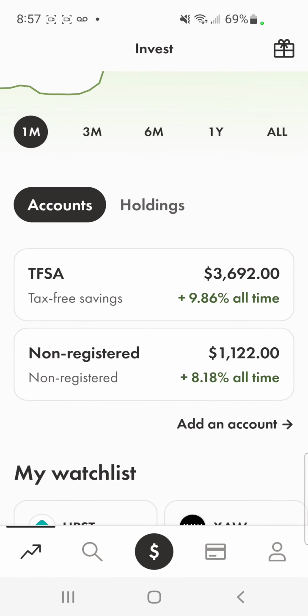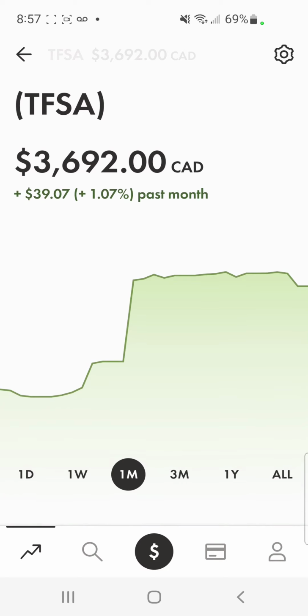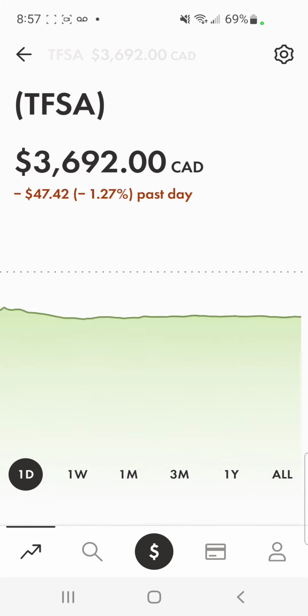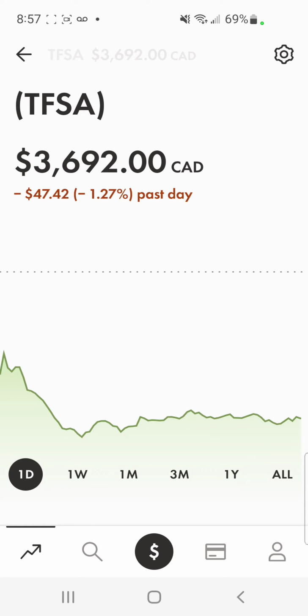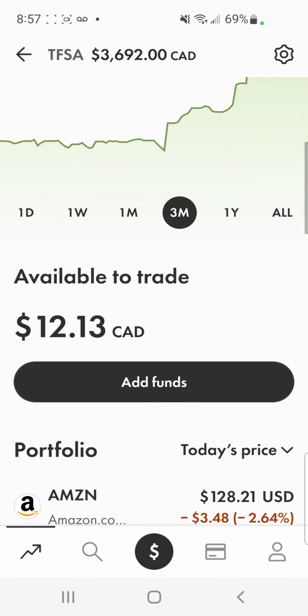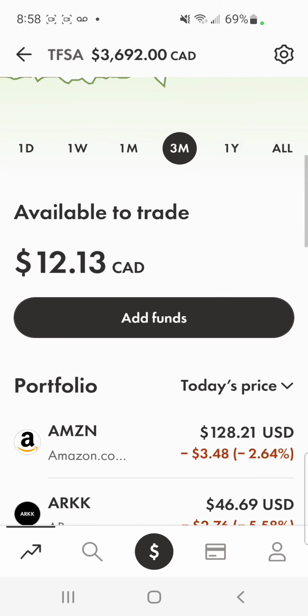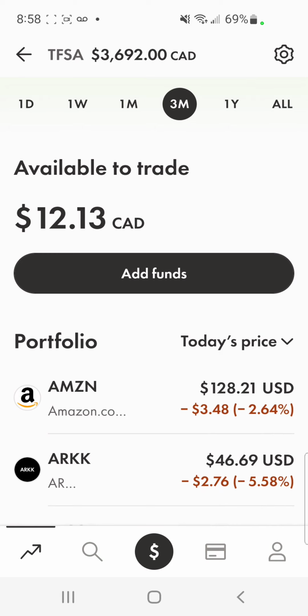Of these 2 accounts, I'm going to go to the first one. And we have another graph. You can zoom in on the day or zoom out to like 3 months, to when you had the account. You can see what you have in the account in cash at the top. There's a button for adding more funds. Oh yeah, you have to connect your bank account to add funds and withdraw funds as well.